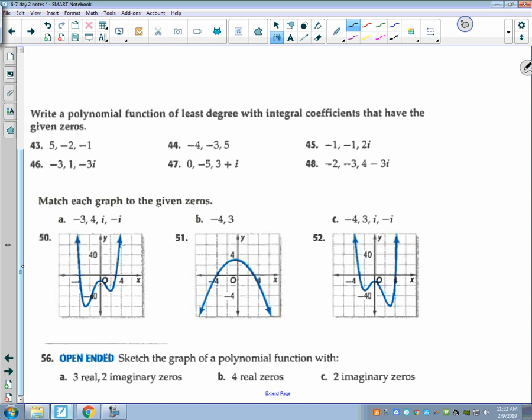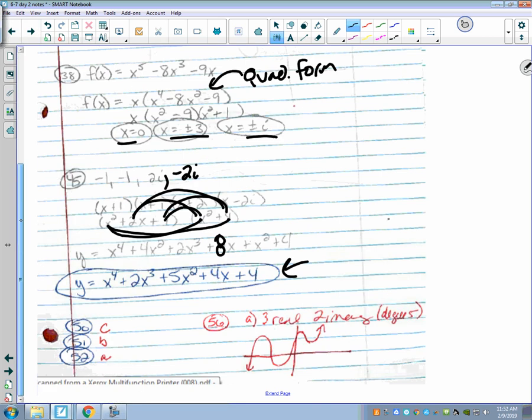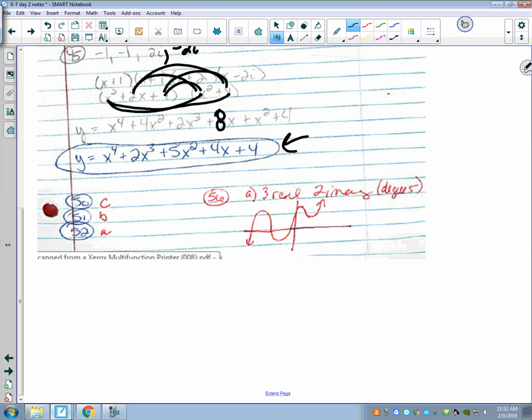And then this one was matching. This has to do with the zeros and also the imaginary part. And that kind of leads to 56. But what I want you to realize on this is that when this has an extra little curve in it, remember the number of curves in a graph is 1 less than the degree. So if this has 3 turns, it means that it's at least degree 4. So that's how you know that B has to go with 51, because it only has 1 turn, which means it's degree 2. And both of these are degree 4.